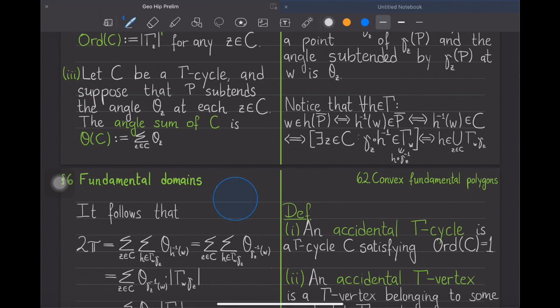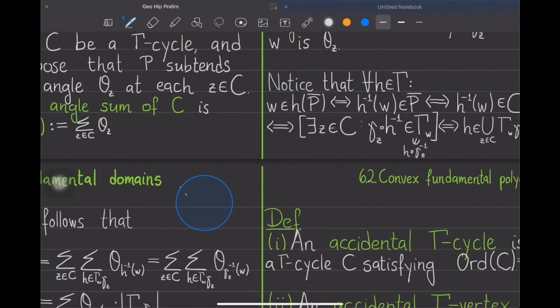So let me draw my polygon. Here I'm drawing just the intersection of a gamma orbit with P bar, right? So these points are really gamma congruent, and they are vertices of the polygon, and so here the polygon is here, right? And somehow here it continues like this.